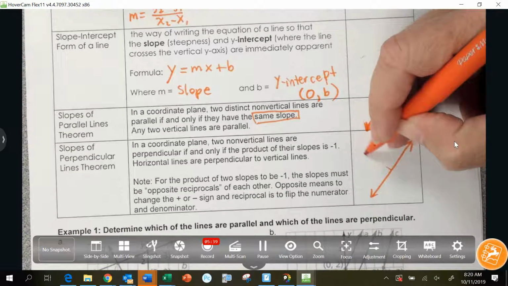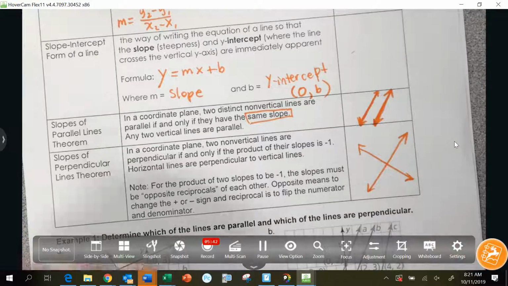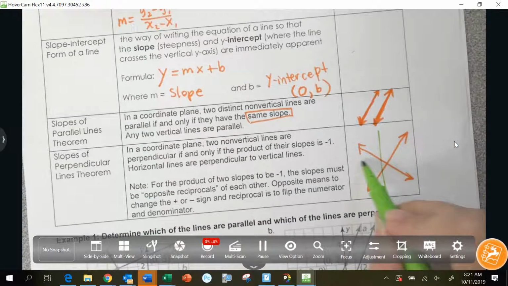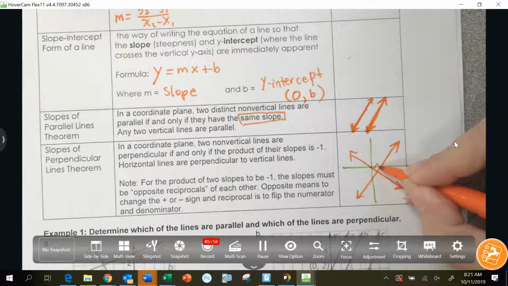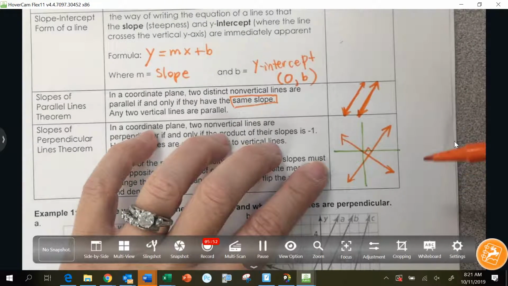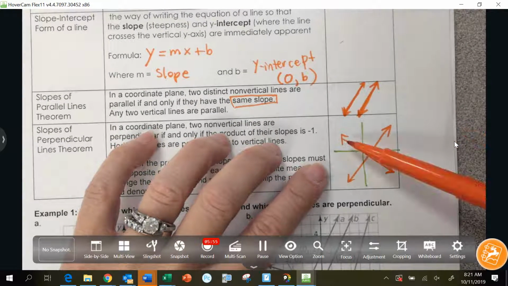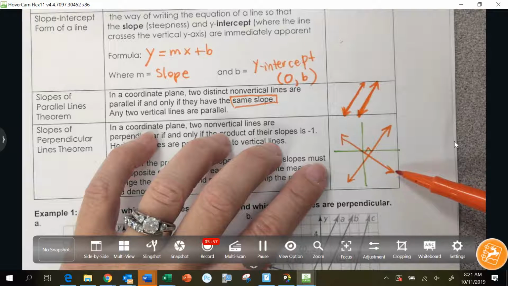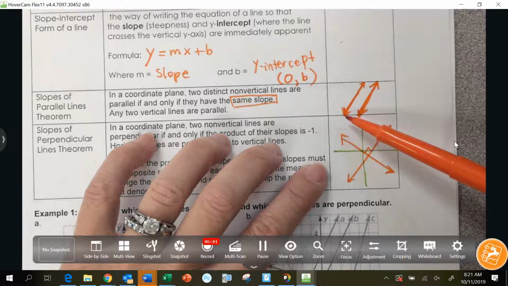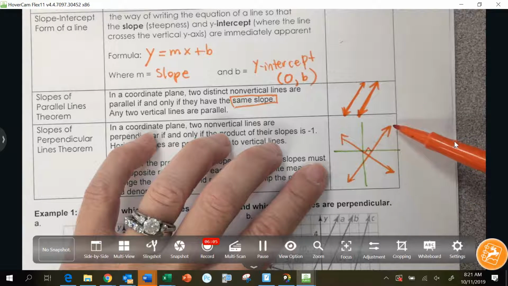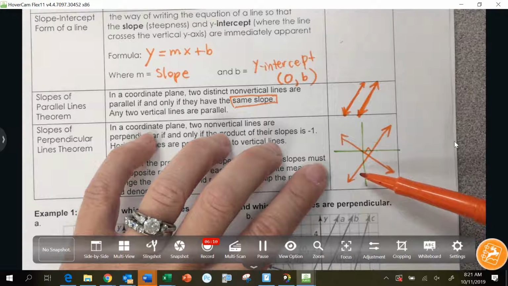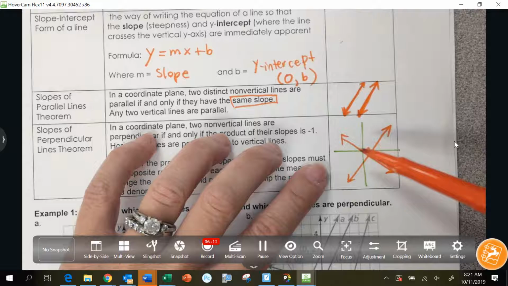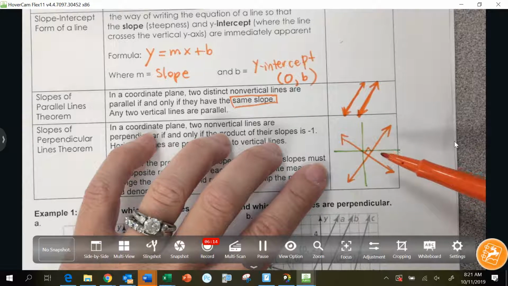Slopes of perpendicular lines, here's a hint. If you imagine this on a coordinate plane, and these are perpendicular lines, here's a hint of something that is always true about perpendicular lines. If one's going down, what's the other doing? Going up. If one has a negative slope, what's the other one have to have? Positive slope. They have to have one positive and one negative slope to be perpendicular.